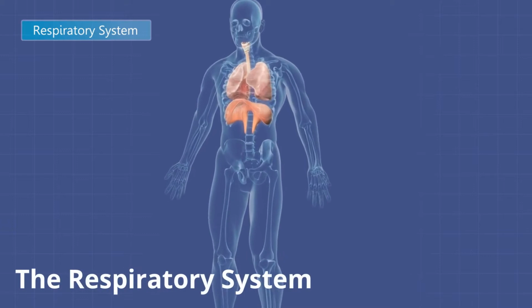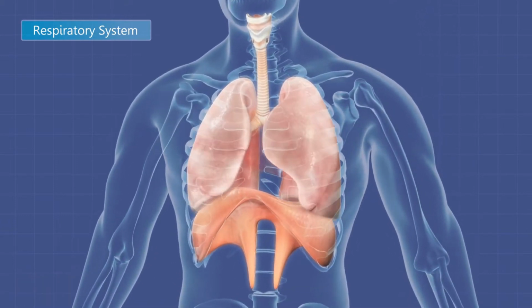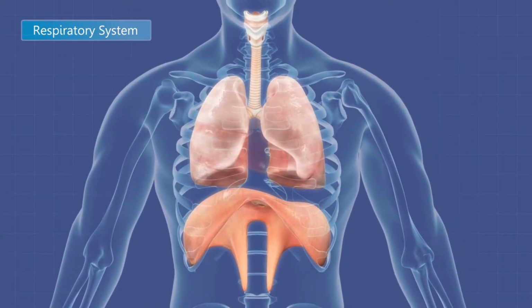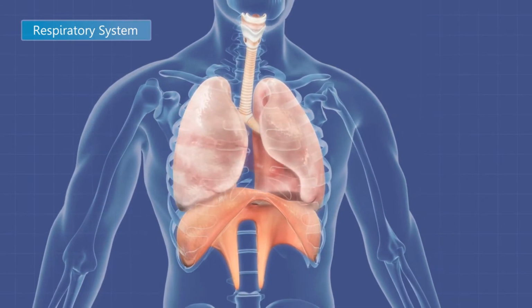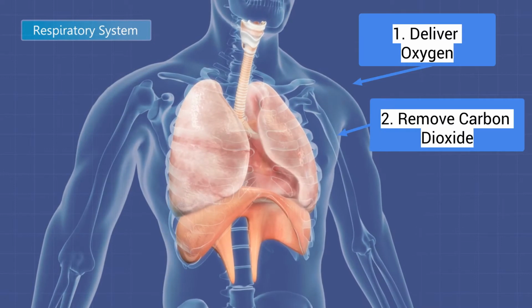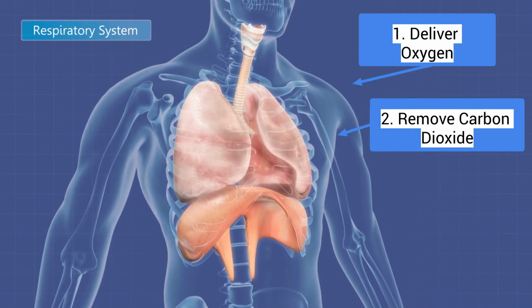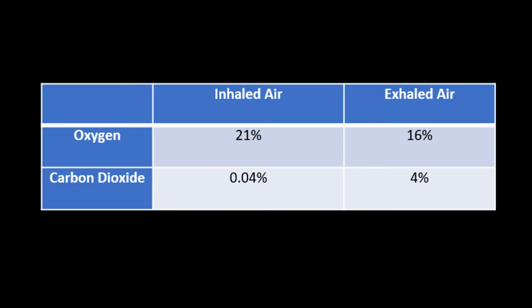The respiratory system is the network of organs and tissues that help you breathe. It includes your airways, lungs, and blood vessels. The respiratory system has two main jobs: to deliver oxygen to your muscles and to remove the waste product, carbon dioxide. We need to be aware of the air that is inhaled in comparison to the air that is exhaled.